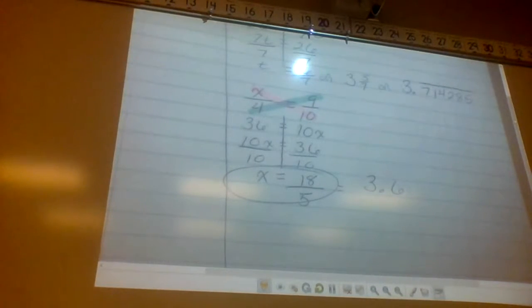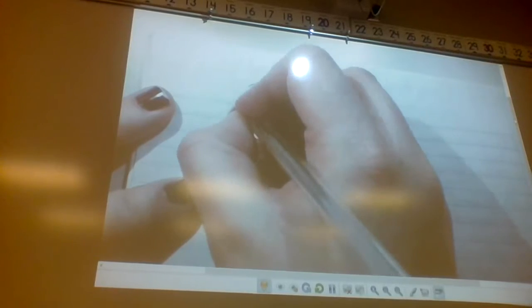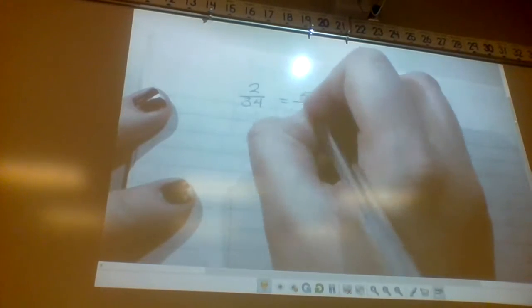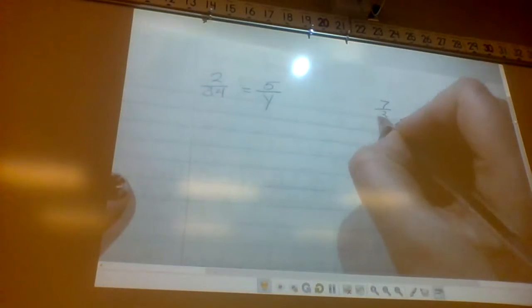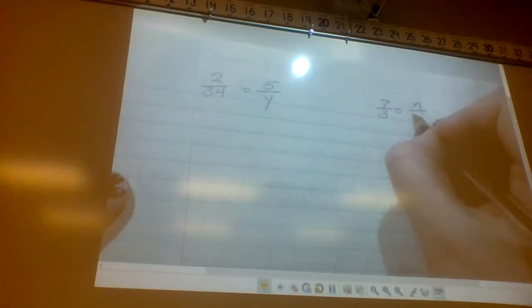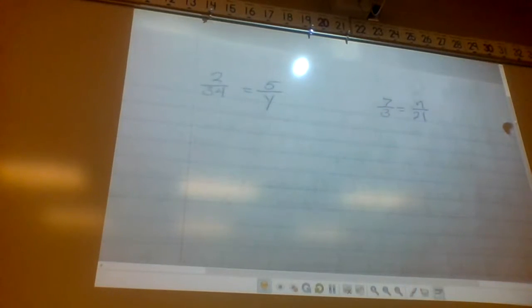So how about this? Let's make it easy. Make it a decimal. On every single one, let's make them a decimal. Okay? Any questions? You ready to try some on your own? I'm going to give you 2. Student page. Yes, you will have homework today. Let's do the ratio of 2 to 34 equals 5 to y. Your second one will be 7 to 3 is equal to n to 21. Solve those two proportions.